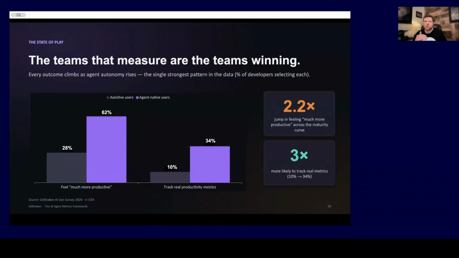And then the share of people tracking real metrics actually triples. That's just super, super interesting data. Would love Jeff or Stacia, if you have thoughts on this. As you move up that agent native curve, you start feeling even more productive. What are some of your thoughts on that?